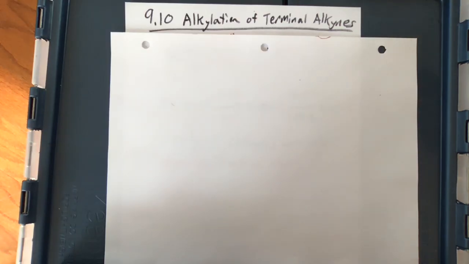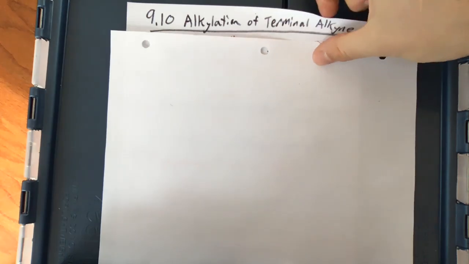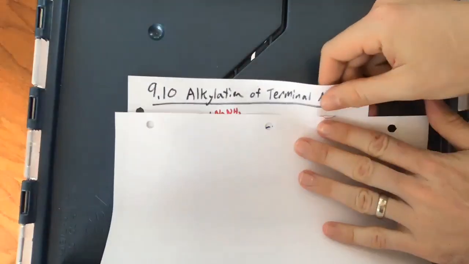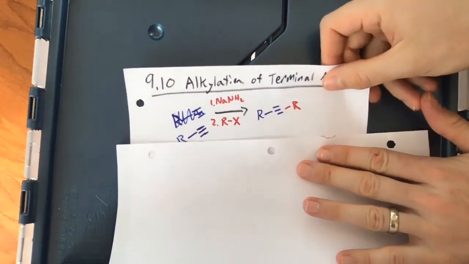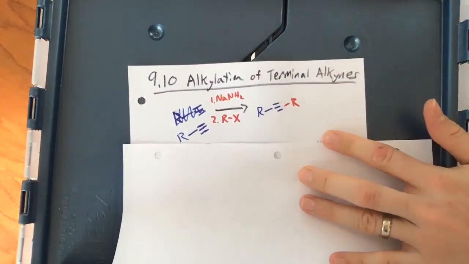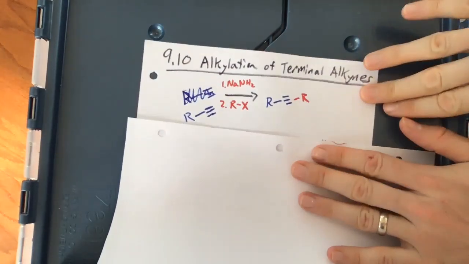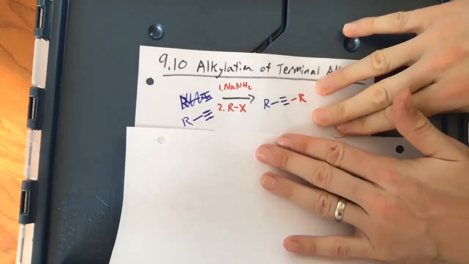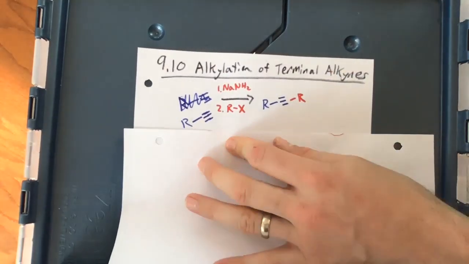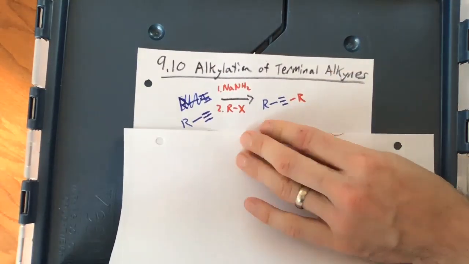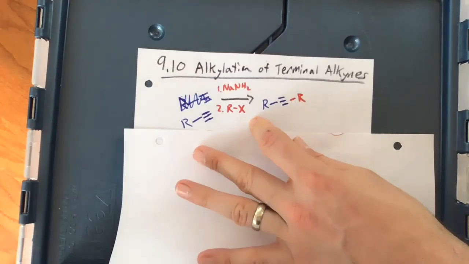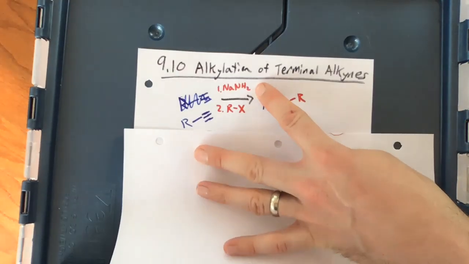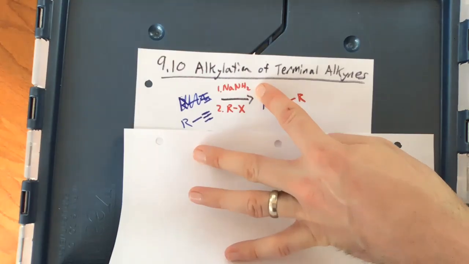So what makes alkylation of terminal alkynes special, and why does it get its own section? Well, if you'll remember from our chapter on acid-base chemistry, alkynes have a low pKa for carbon-hydrogen bonds due to the sp orbital. And because of this low pKa, we can deprotonate it with a strong base, but not the strongest base, sodium amide.